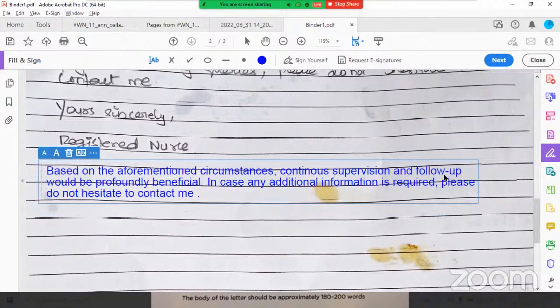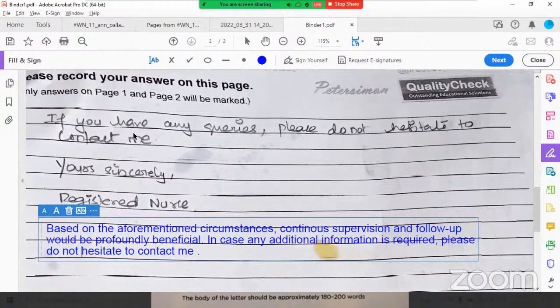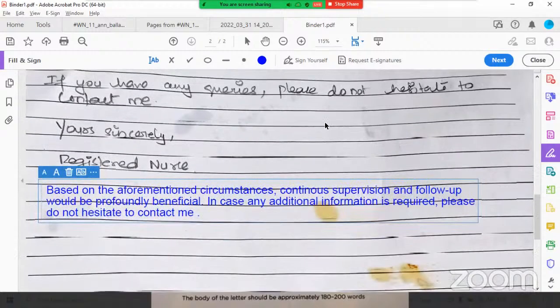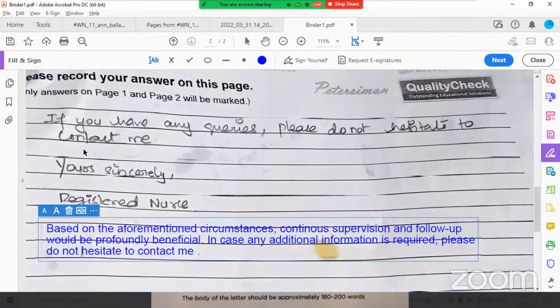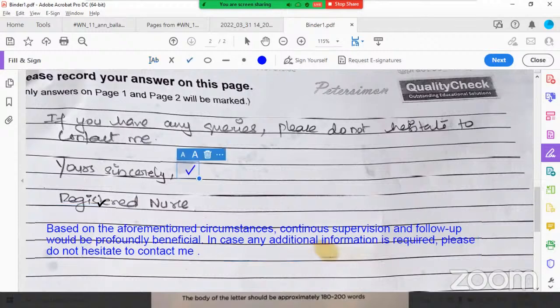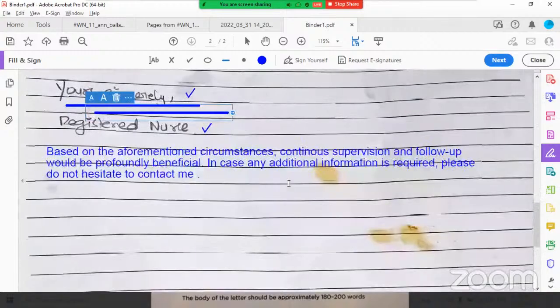So, next one. If you have any queries, please do not hesitate. Together, they make these two paragraphs together. Contact. Yours sincerely. Okay. Registered nurse. Okay. But why don't you leave 2 lines here? Leave 2 lines.